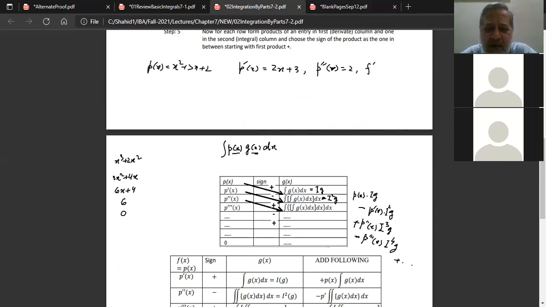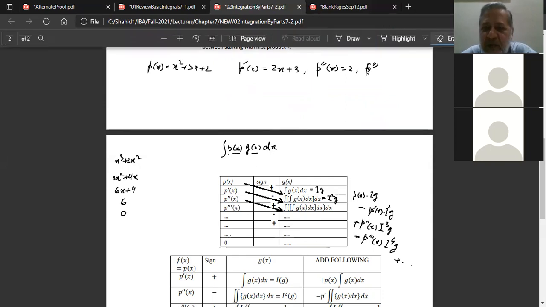And ultimately, the third derivative of the polynomial will become 0. Second degree polynomial, third derivative 0. Third degree polynomial, fourth derivative will be 0. Tenth degree polynomial, 11th derivative will be 0.